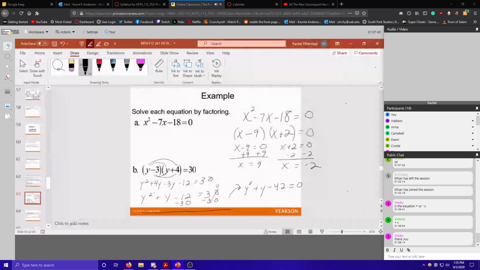Now I can factor this. Factors of negative 42 that add to give me 1. So I want to multiply to get negative 42 and add to get positive 1. So that's going to be y plus 7 and y minus 6.